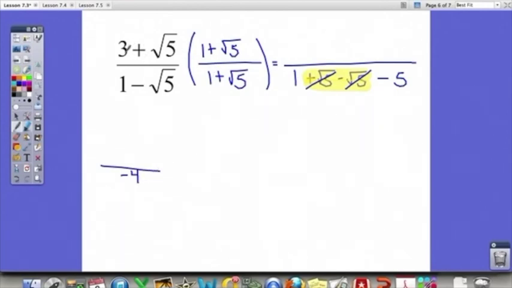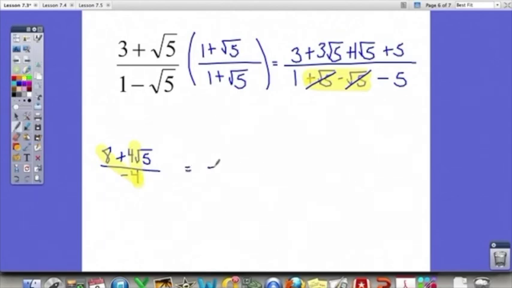Okay, now let's FOIL the top. So I'll have 3 plus 3 root 5 plus 1 root 5 plus 5. So I have 8, 5 plus 3, and 3, 4 root 5. Now that's great. I do think I can do a little bit more because 4 will go into each of those terms. So I'm going to divide that negative 4 into the 8 and cancel them out here.